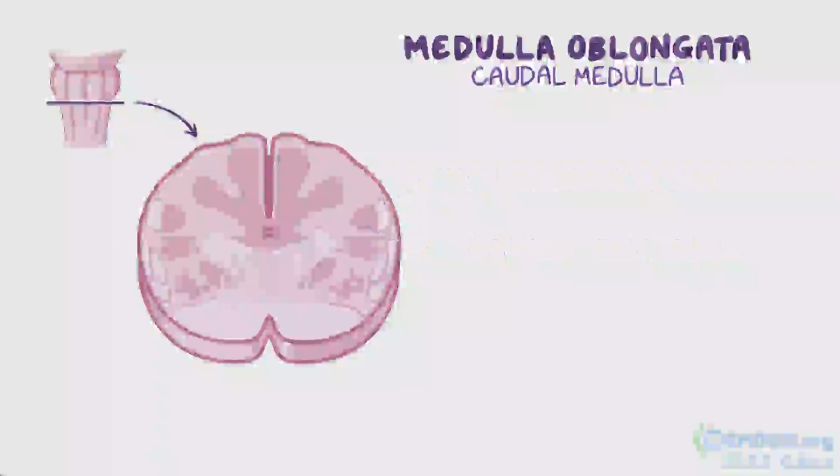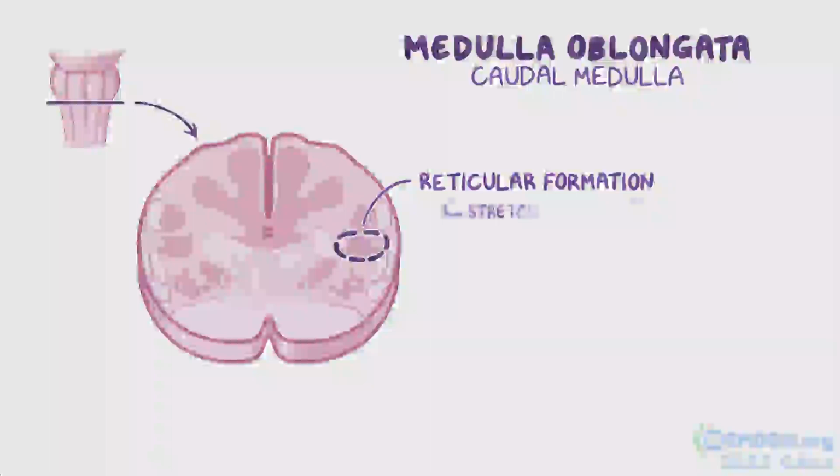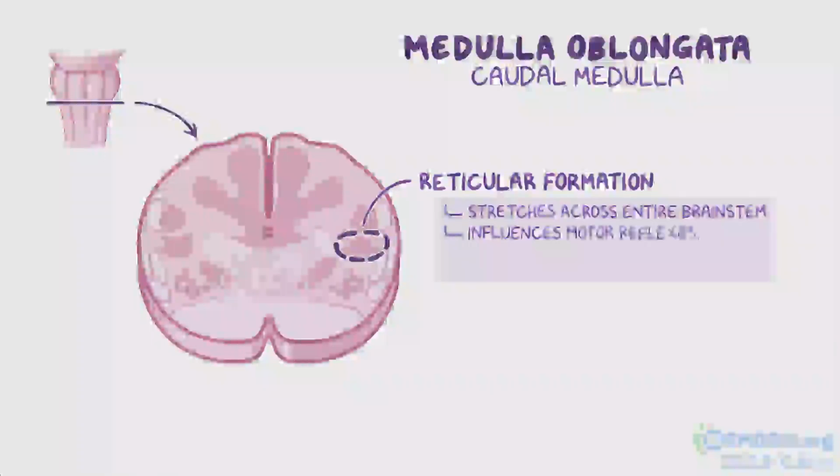Finally, between all these nuclei and tracts, there's the reticular formation, which is a network of nuclei with interspersed afferent and efferent fibers. It stretches across the entire brainstem, so it acts like an interface between the spinal cord and higher brain centers. The reticular formation influences many functions, such as motor reflexes, eye movements, autonomic functions, and even consciousness.